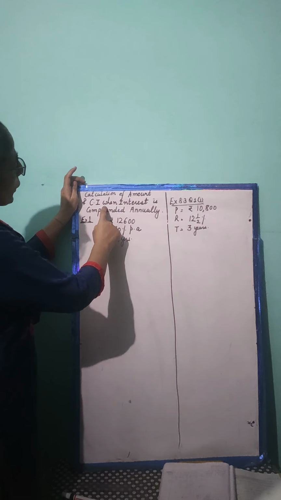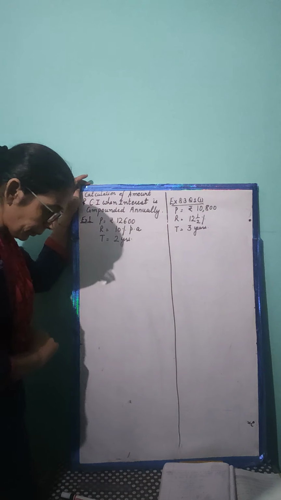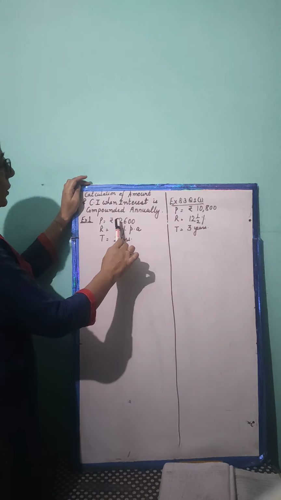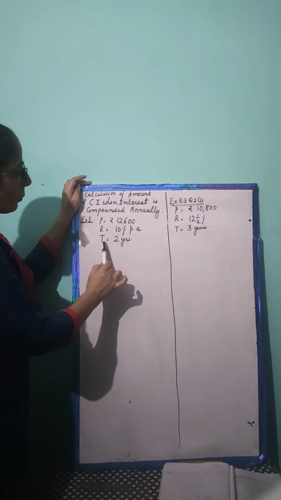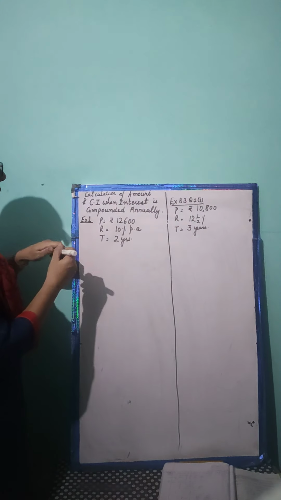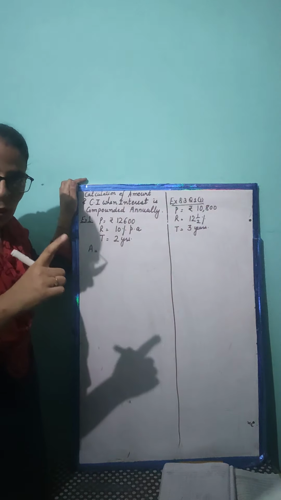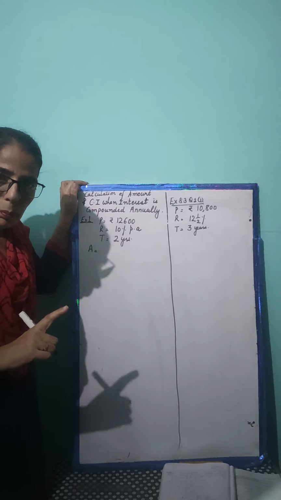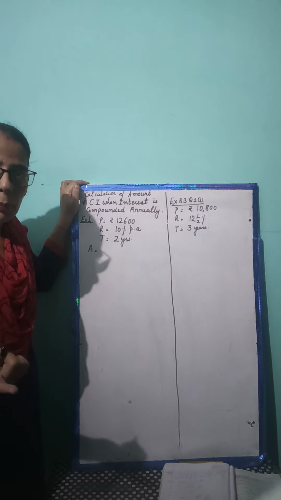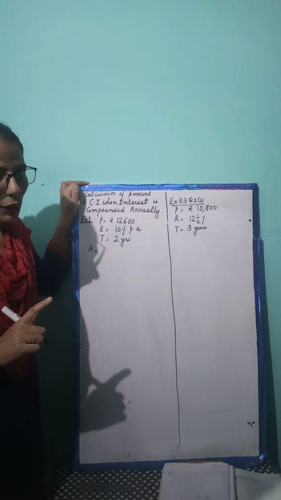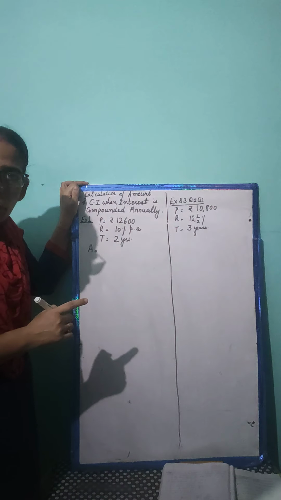Calculation of amount in compound interest when interest is compounded annually, and this is one example I am doing. It is given: principal is rupees 12,600, rate is 10% per annum, and time is 2 years. We have to find the amount. One method is that year by year we add simple interest, where the amount of the first year becomes the principal of the second year. That you can do yourself, and I am doing it by the formula which I told you in my previous video.